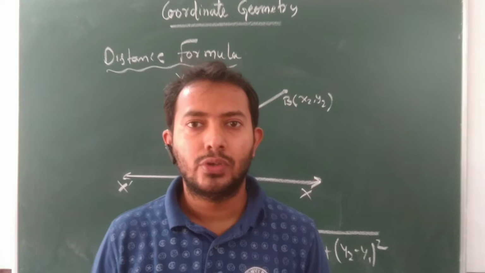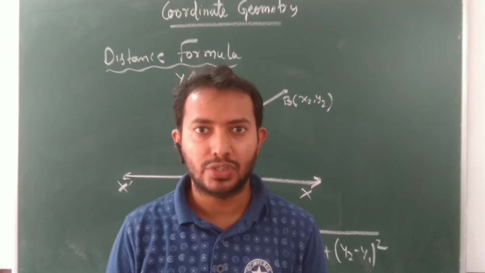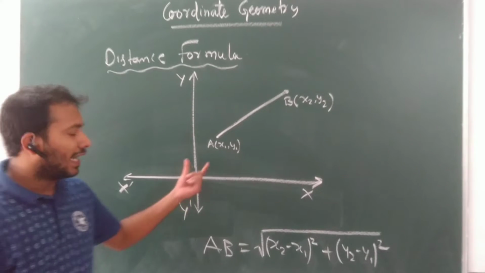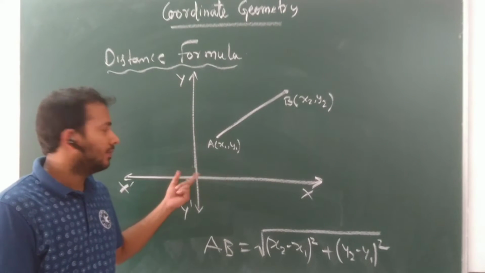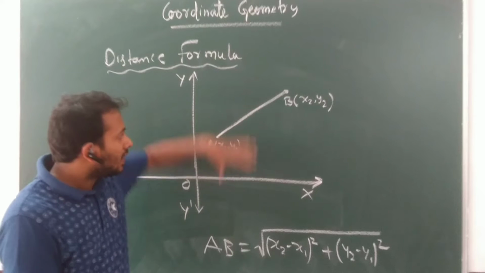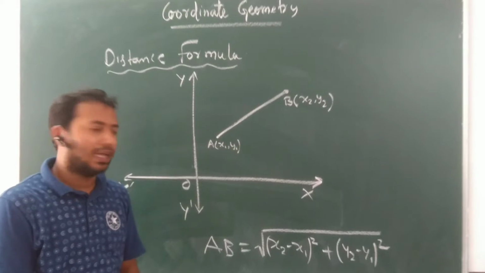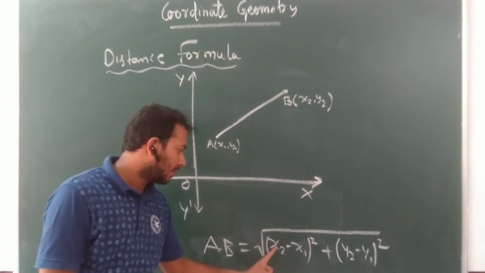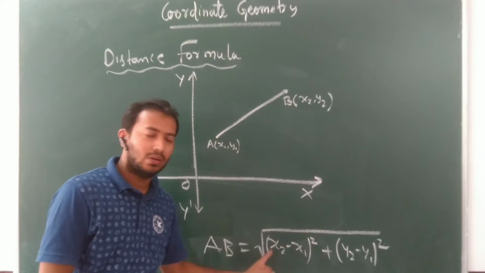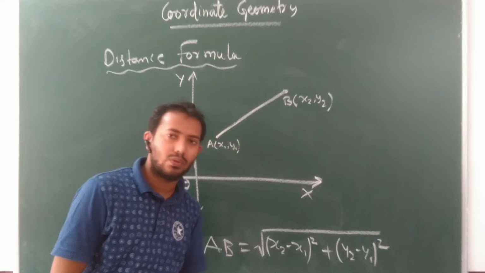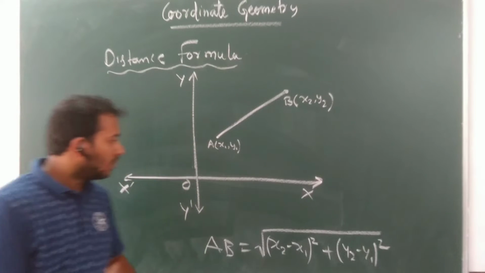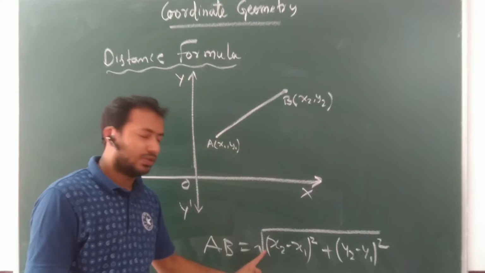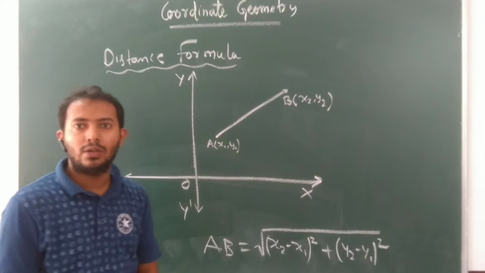Today we are going to see the derivation of the distance formula. Here we have the formula. If you take any two points A and B on the Cartesian plane, then you can find the line segment AB with the help of the distance formula, that is the root of (x2 minus x1) whole square plus (y2 minus y1) whole square. So AB equals this, and this formula we call the distance formula.